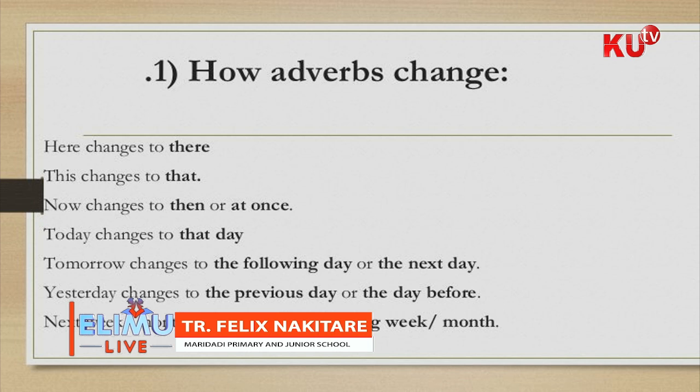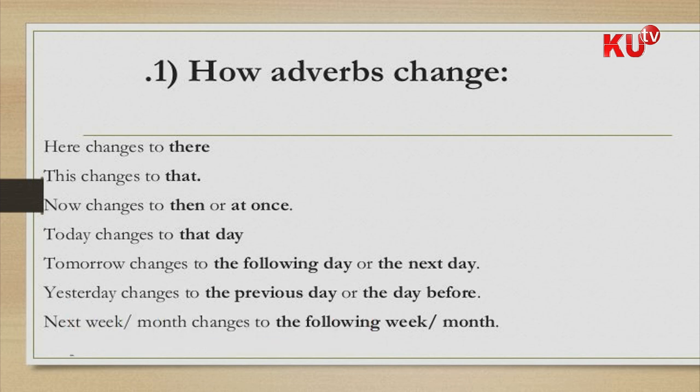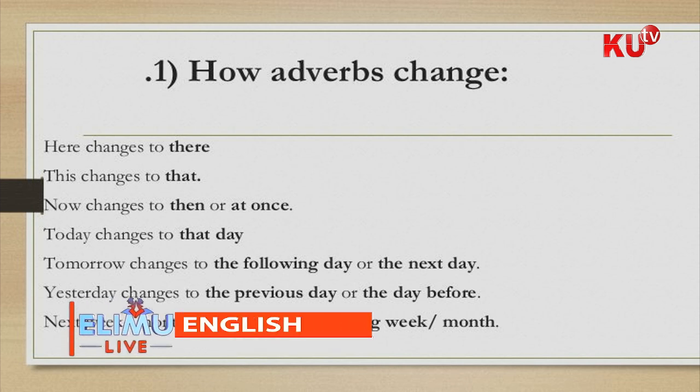The adverb here changes to there. We also have a demonstrative adverb, this. This changes to that. So when we shall be changing our sentences, we shall see that this changes to that. Take note of that. The adverb today, that is an adverb of time, changes and becomes that day.